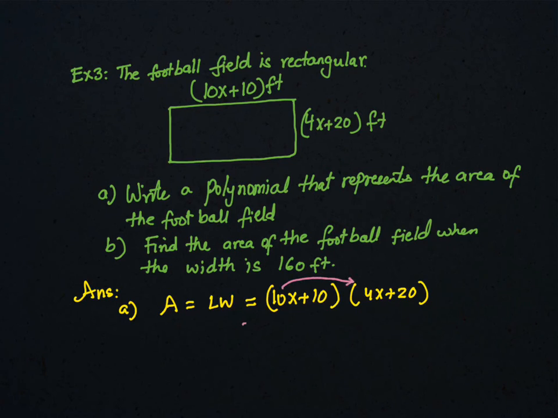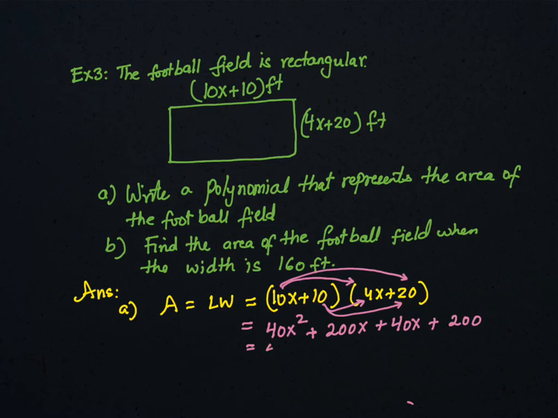You're going to do the FOIL thing or the distributive property. 40x squared. 10x times 20 is 200x. 10 times 4x is 40x, and that's 200. Combining like terms, 240x plus 200. That's the area.